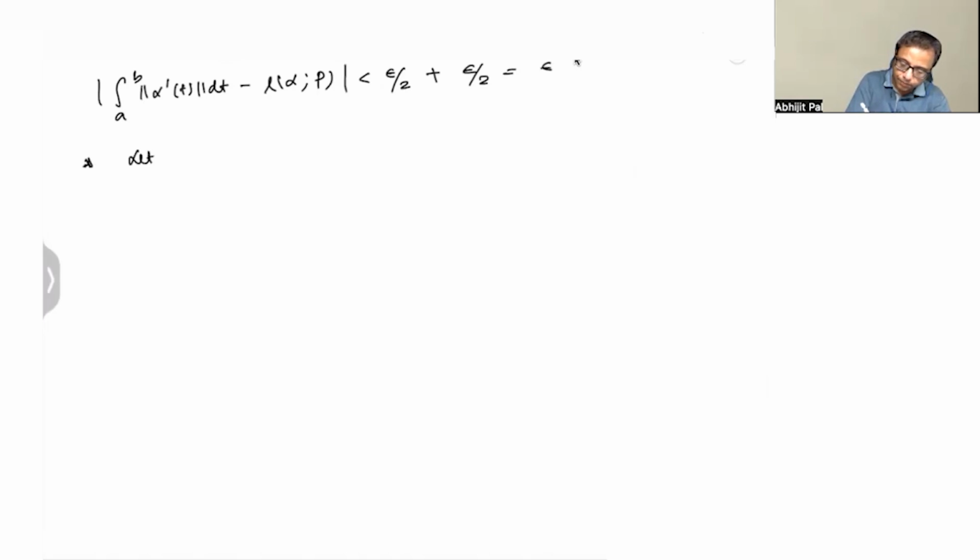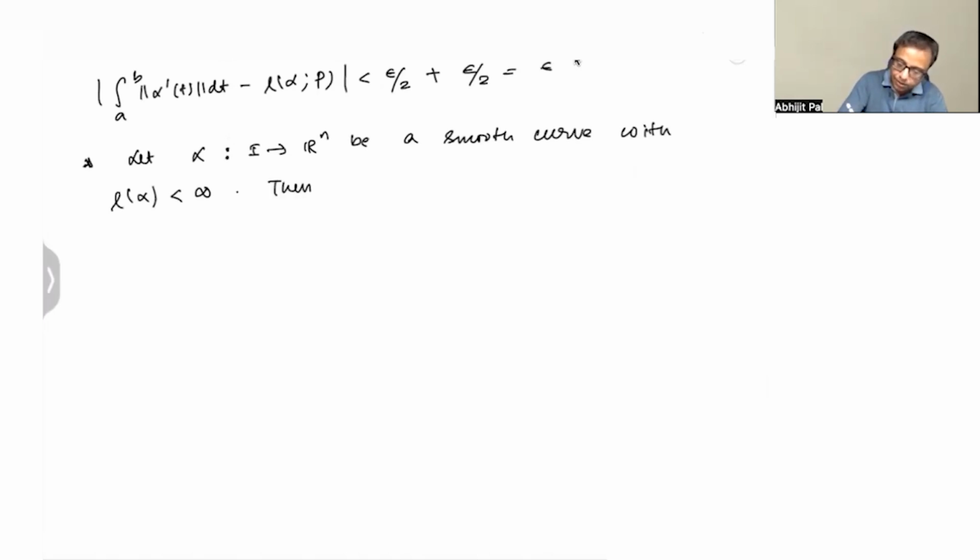Okay. So now from here, what you can show is the following. Let alpha be a smooth curve with length of alpha finite, that is, alpha is rectifiable. Then length of alpha is in fact the integral a to b norm of alpha prime t dt. Okay, so I'll stop here.